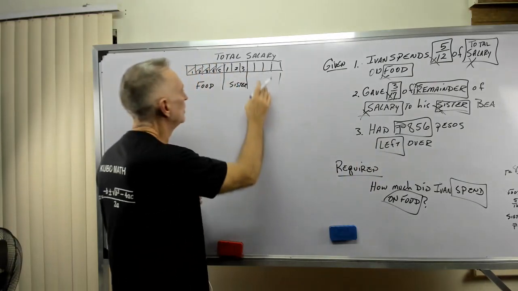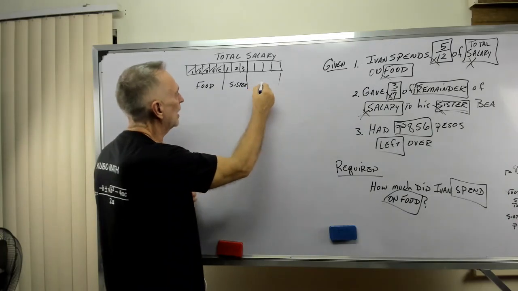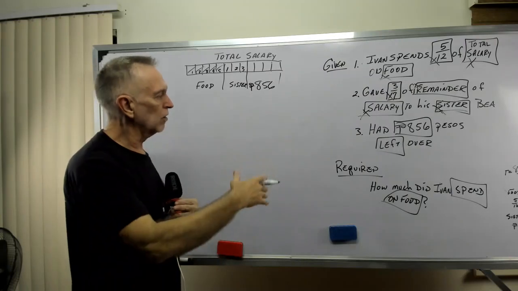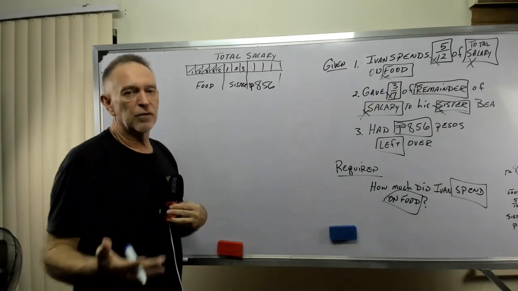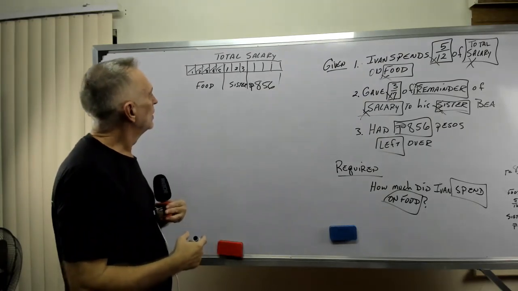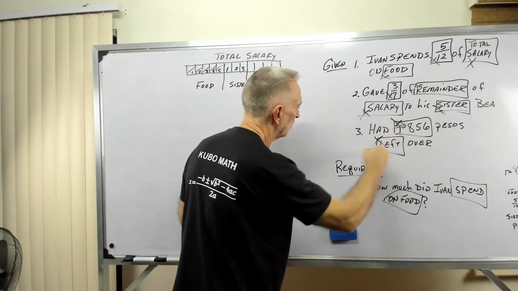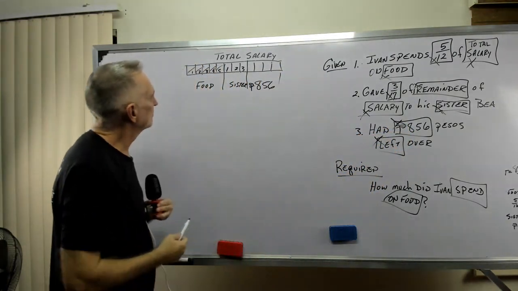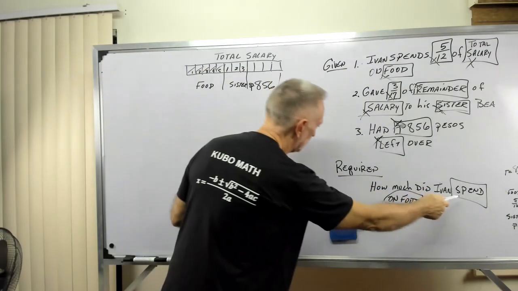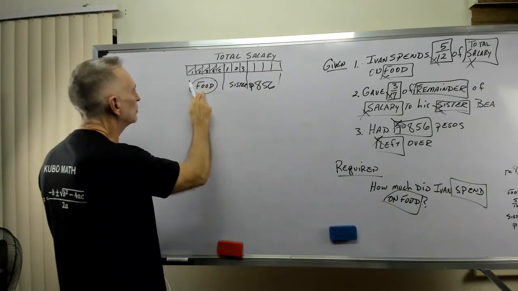856 left. So it's saying what I had left over, this piece, is 856 pesos. Now this could be dollars, rubles, whatever country you're in. Just put it in your own currency. Okay, so 856 left. Now then, how much did Ivan spend on food? So it wants to know, what is this right here?